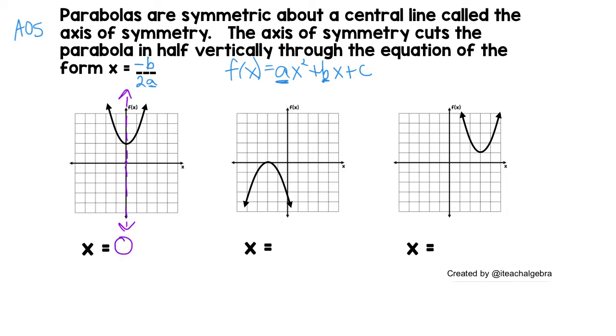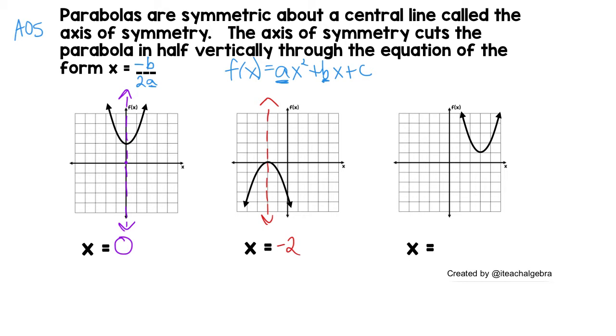Let's do another one together. We've got this parabola facing down. The center to me looks like it's going to be right along here. So we draw our dashed line vertically right there. And then we find the x value at that line. That's x equals negative 2. And that's the equation for our axis of symmetry. Your turn to try one. Pause here and give that a whirl.